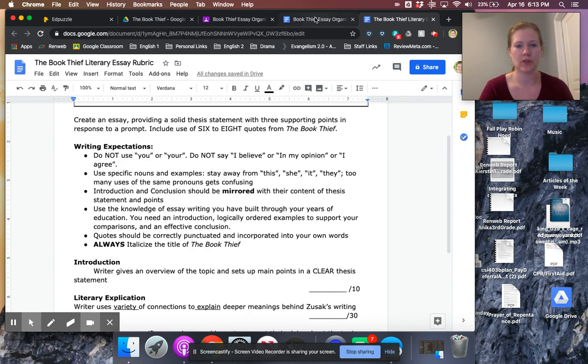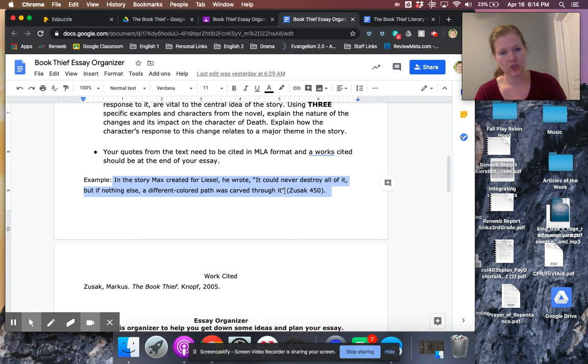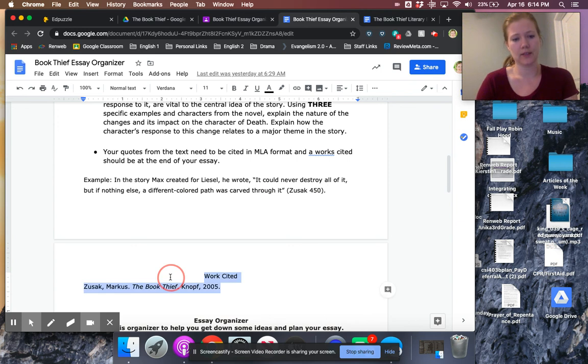To go back to the other thing, here's an example right here on your Book Thief essay organizer. So we have, in the story, Max created Liesel. He wrote, comma, space, quotation marks, quote, quotation marks, space, parentheses, Zusak, 450, period after the parentheses. So there's no excuse for not doing it correctly because I gave it to you. It's right there. And then on your works cited page, this is what you'll have.